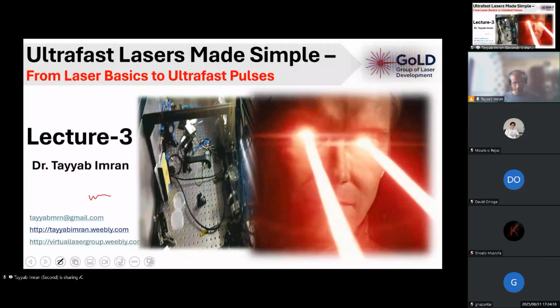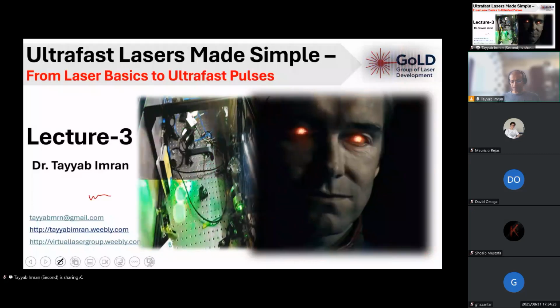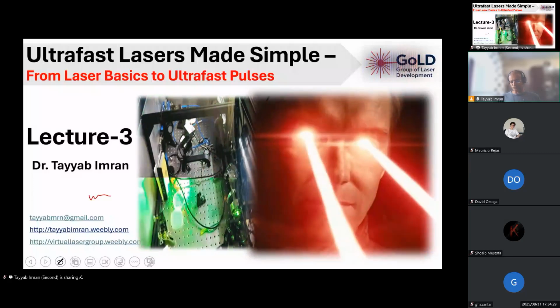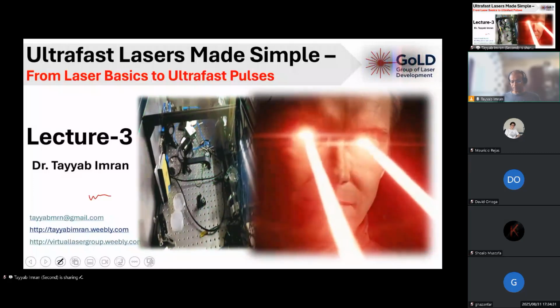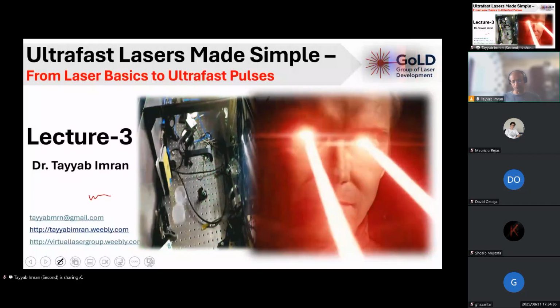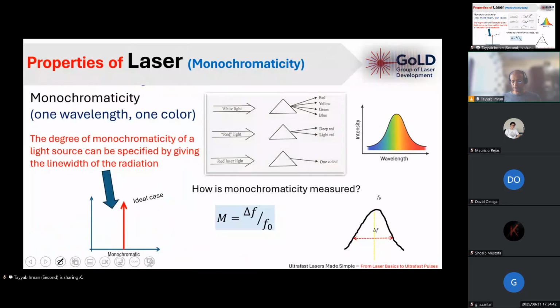Okay, so as you can see on the first slide, the laser is coming out from the eyes of this guy. It's kind of CGI, definitely, but it shows how intense it is. So the intensity is also one of the properties of the laser. So what do you see in the first slide?